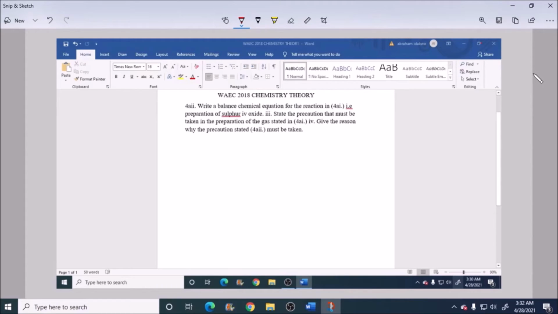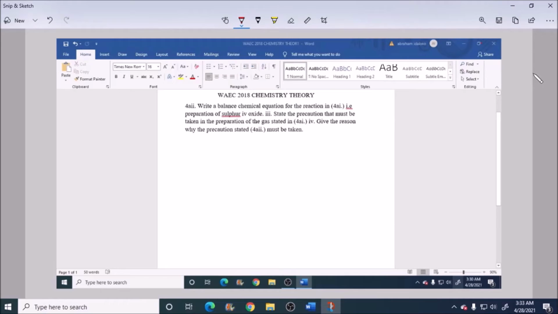Then Roman figure 4, we have to give the reason why the precaution stated in 4a Roman figure 2 must be taken. The reason is that sulfur 4 oxide gas is a poisonous gas. Then it must be prepared in a fume cupboard for it not to be exposed to the atmosphere or mixed with air. So sulfur 4 oxide is a poisonous gas, and that is why we must take the precaution of preparing this gas in a fume cupboard.